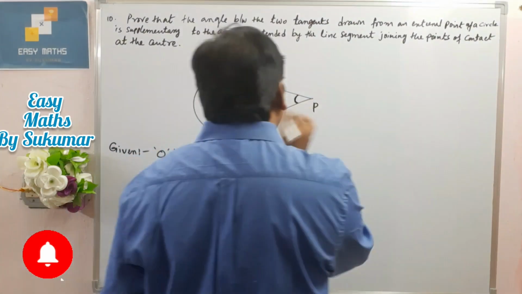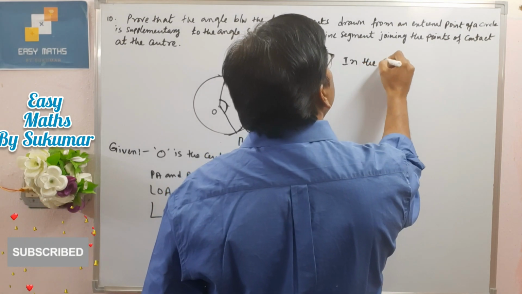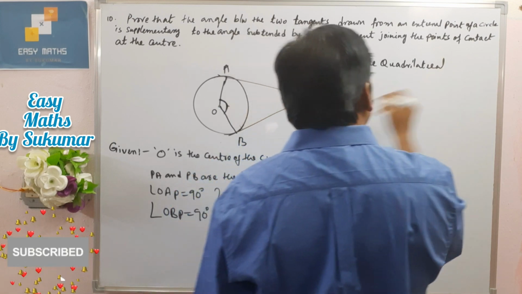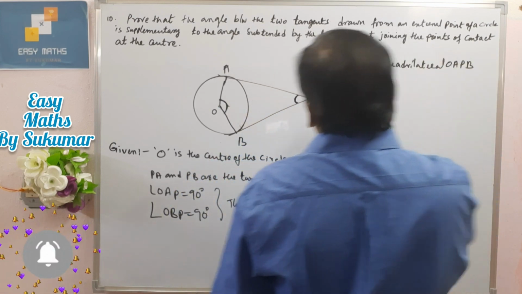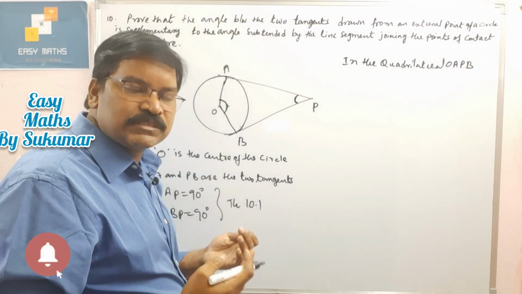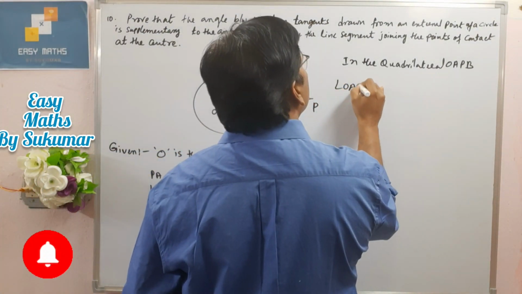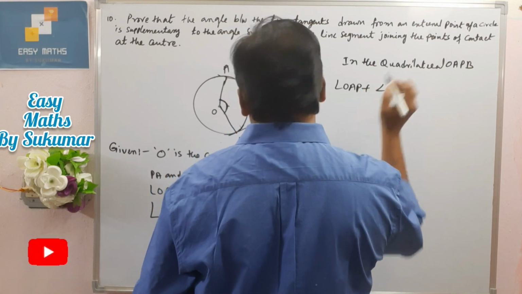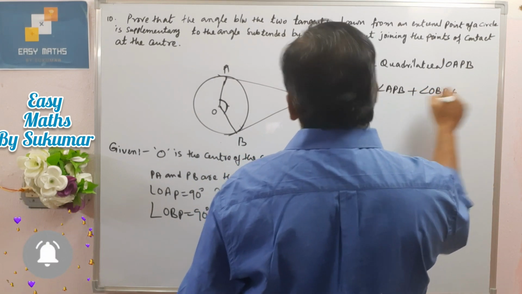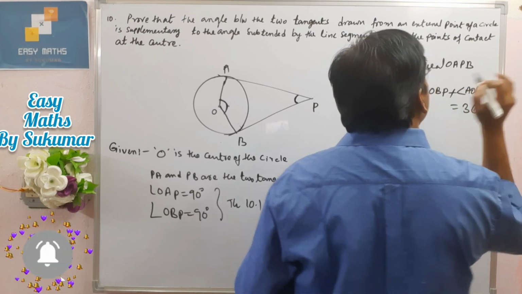Okay, now take the quadrilateral OAPB. The sum of the four angles is what? Sum of the interior angles of a quadrilateral is 360 degrees. That means angle OAP plus angle APB plus angle OBP plus angle AOB. These four angles sum is equal to 360 degrees.